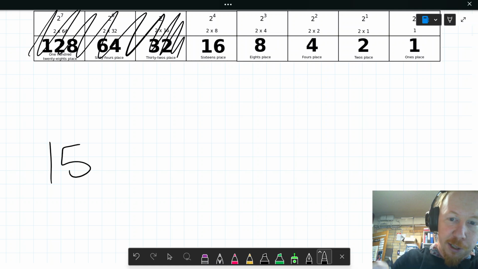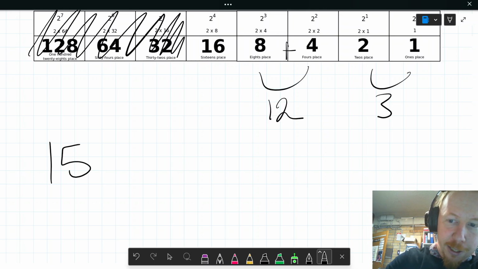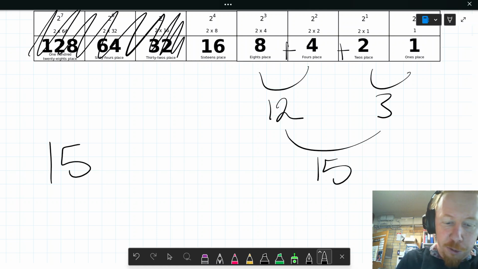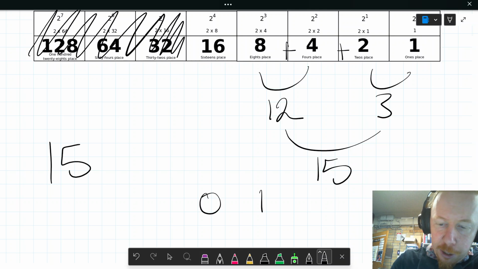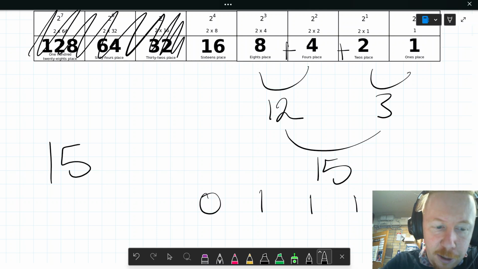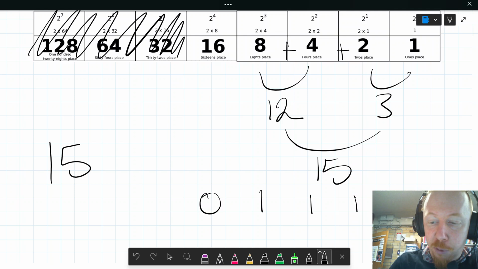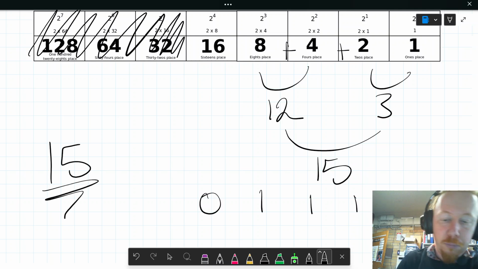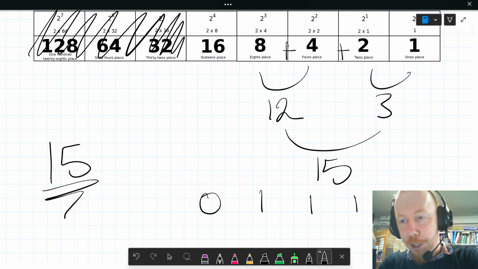Let's do that with something that's not going to disappear. 8 and 4, 12. 2 and 1, 3. If I add these together, I get 15. So, if I wanted to write that in binary, it would be nothing in the 16th place, yes an 8, yes a 4, yes a 2, and yes a 1. So in our little system here, using only these 5 bits, we would have 0, 1, 1, 1, 1 is 15.